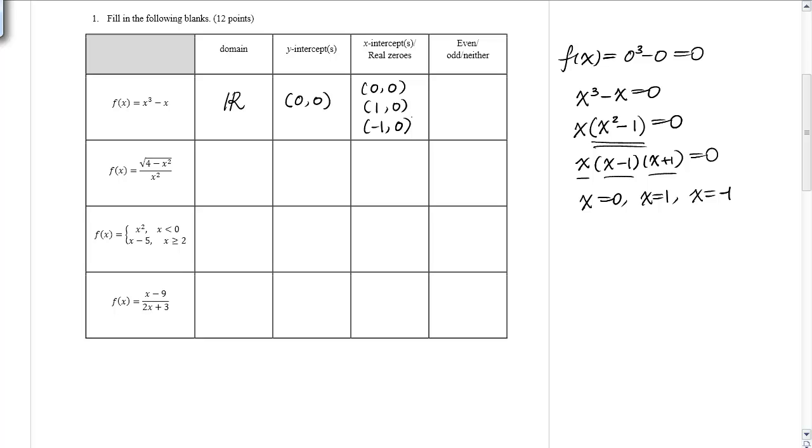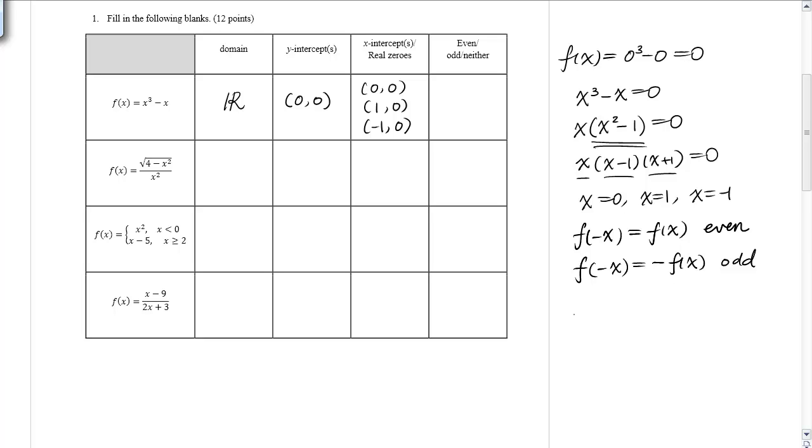And to determine if this function is even, odd, or neither, we follow the rule that if f(negative x) equals f(x), then this is an even function. On the other hand, if f(negative x) equals negative f(x), then this is an odd function. And if f(negative x) does not equal either one of these, then the function is neither.